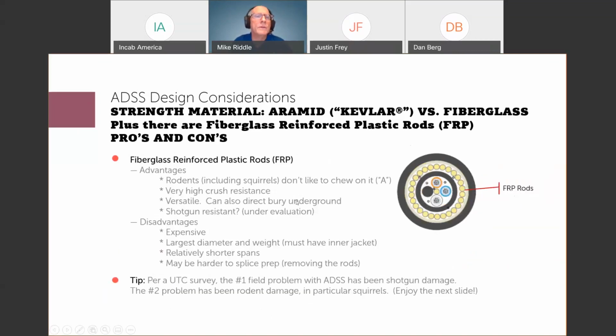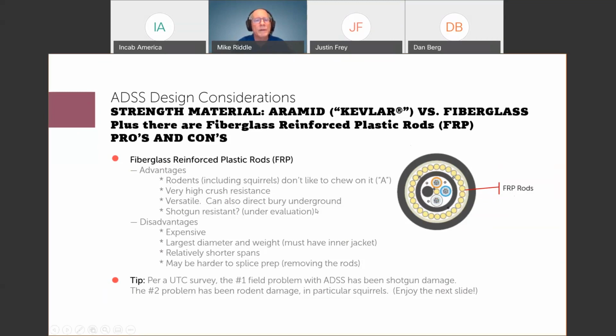Your third choice for strength material is relatively new, and that's using fiberglass reinforced plastic rods, which almost looks like an armoring on the cable. The advantage to this construction is that rodents, again including squirrels, don't like to chew on it. Just using fiberglass rods gets you an A rating. It also gives you very high crush resistance. And because of that, you can take a cable like this and direct bury it underground as well. So you've got a cable that's very versatile.